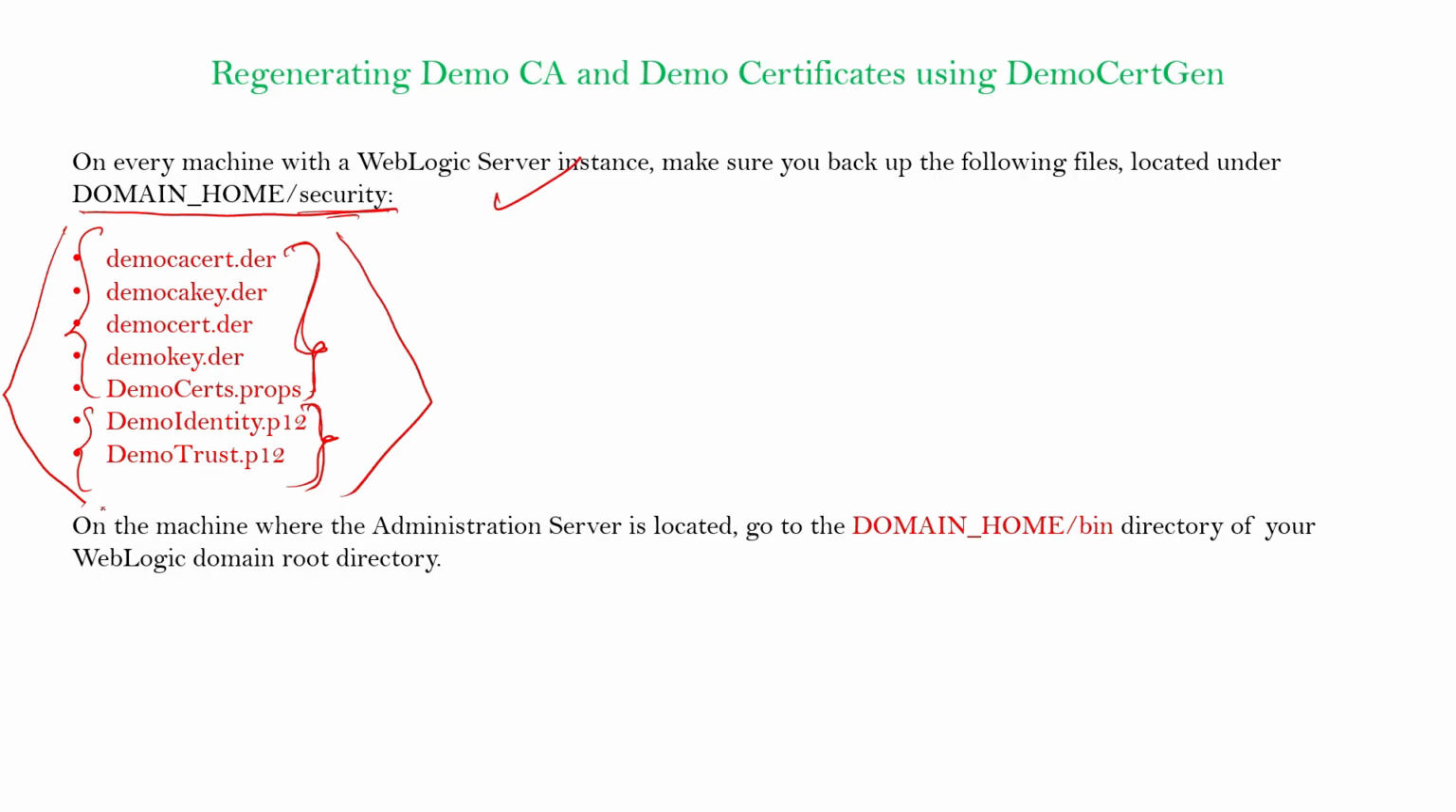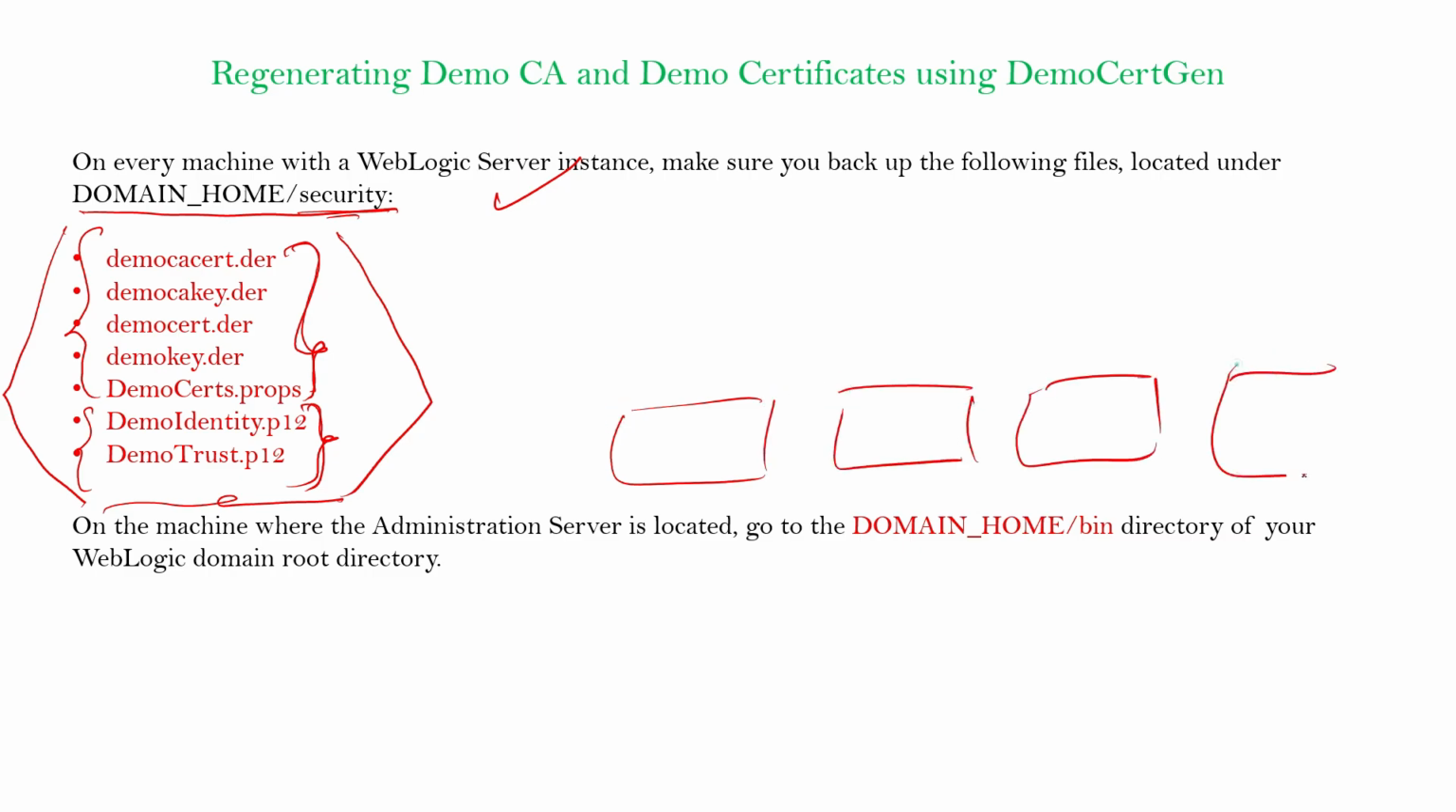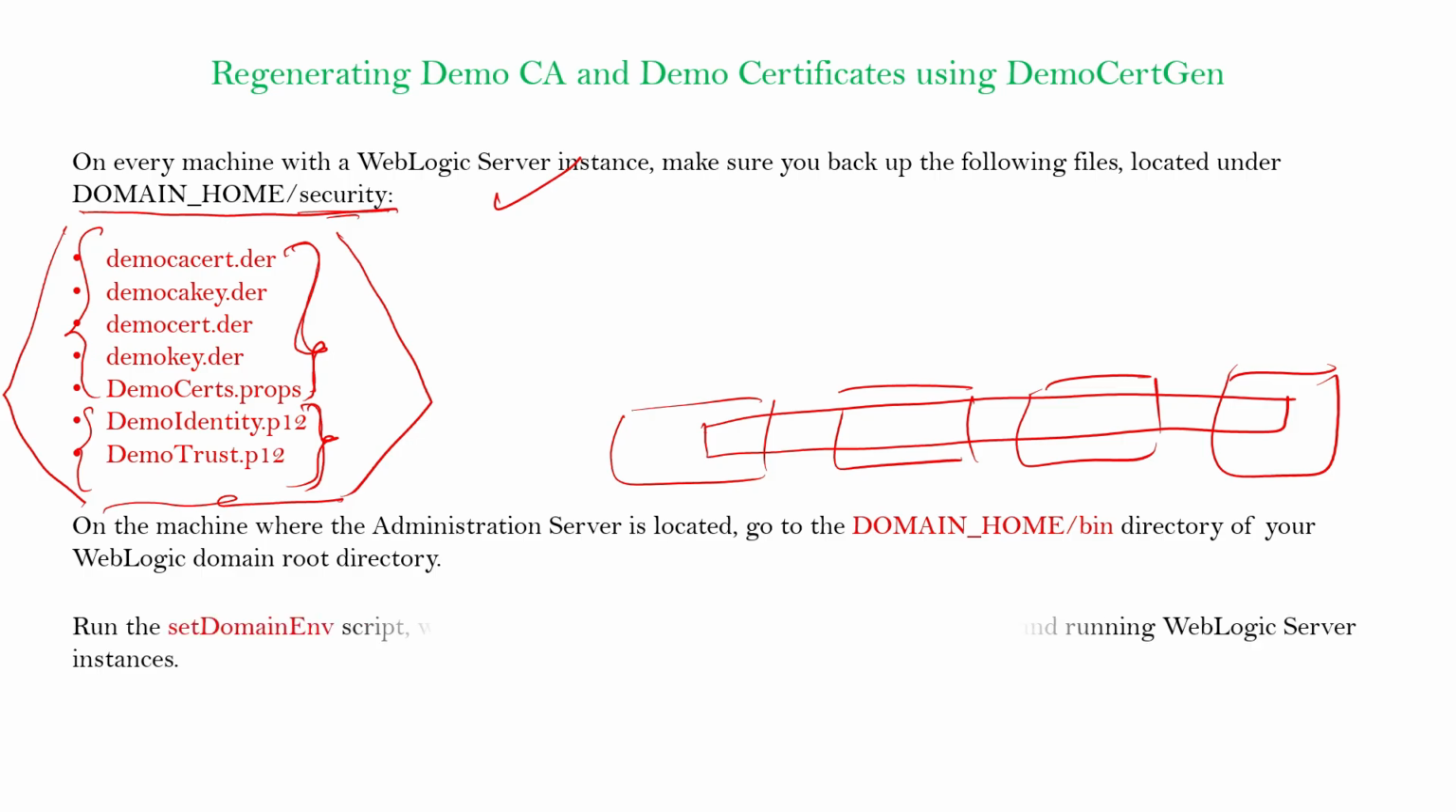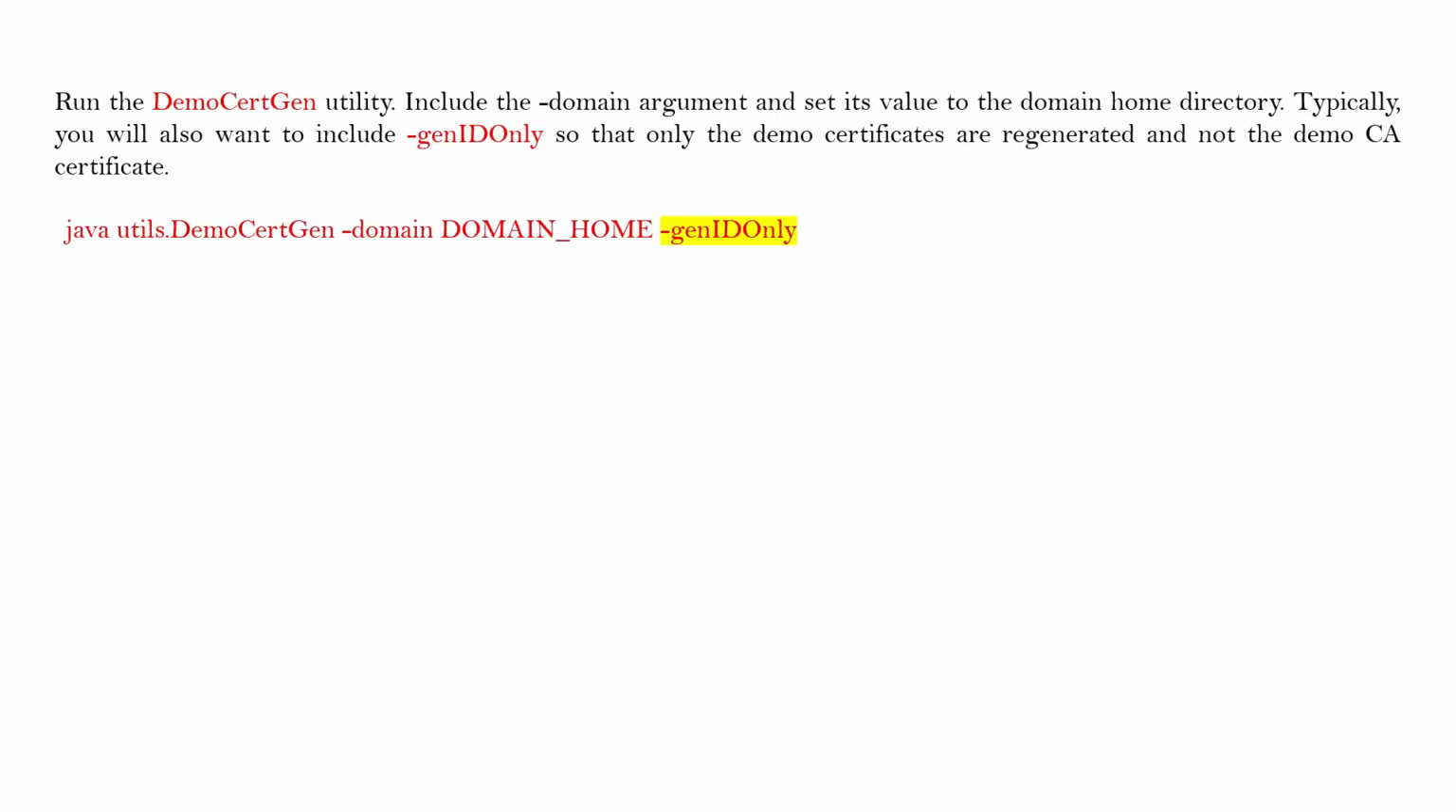If you have configured horizontal clustering, where we have multiple machines and the cluster is scattered across them, that means your domain is scattered across multiple machines. In that case, there are some more steps that you need to follow for the renewal of your certificates.